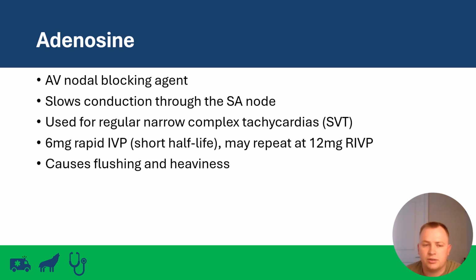First dose in adults is going to be 6 milligrams. If it doesn't work, you can repeat it with 12. Now you got to push adenosine really fast. It's got a short half-life. So it's a rapid IV push. So you want to administer it quickly and then immediately follow it with a flush or a fluid bolus.